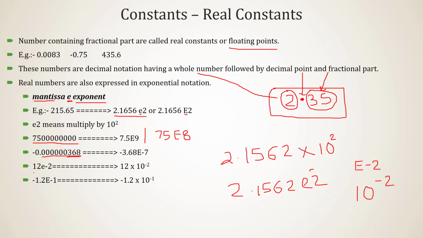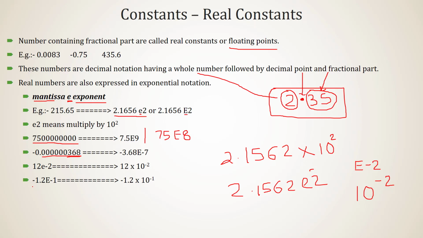If I have an exponential notation like 12 E minus 2, it means 12 into 10 raised to minus 2. Here I have minus 1.2 E minus 1. The meaning is minus 1.2 into 10 raised to minus 1. So I hope you understand the exponential notation.